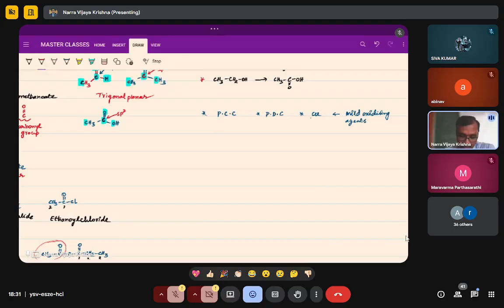Now, if it is a mild oxidizing agent, and I am taking a primary alcohol, for example, CH3 CH2OH. Is it a primary alcohol or not? With a mild oxidizing agent, only removal of hydrogen happens. Means what will you get? CH3, remove one H here, remove one H here. So you'll get double bond O. So primary alcohols are converted to aldehydes.